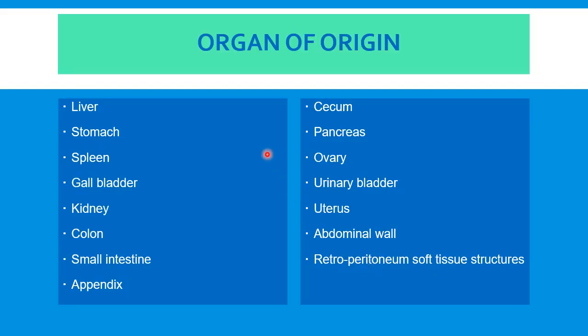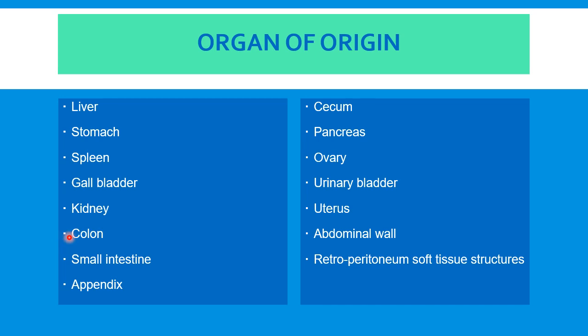Okay, the other important thing is to know the organ of origin of your abdominal mass. These are the conditions, the organs which can give rise to the various abdominal masses: liver, hepatoma; stomach, cancer; spleen, splenomegaly; gallbladder, gallstone problems; kidneys; colon.